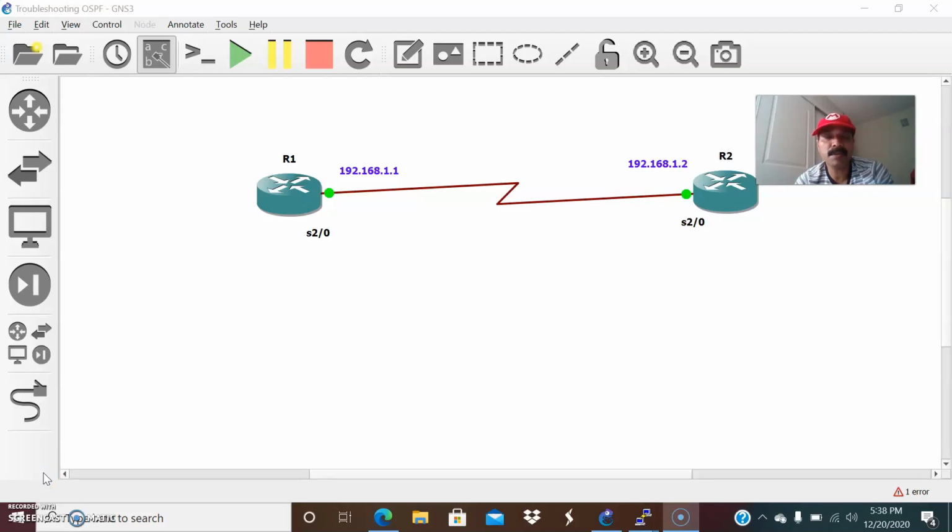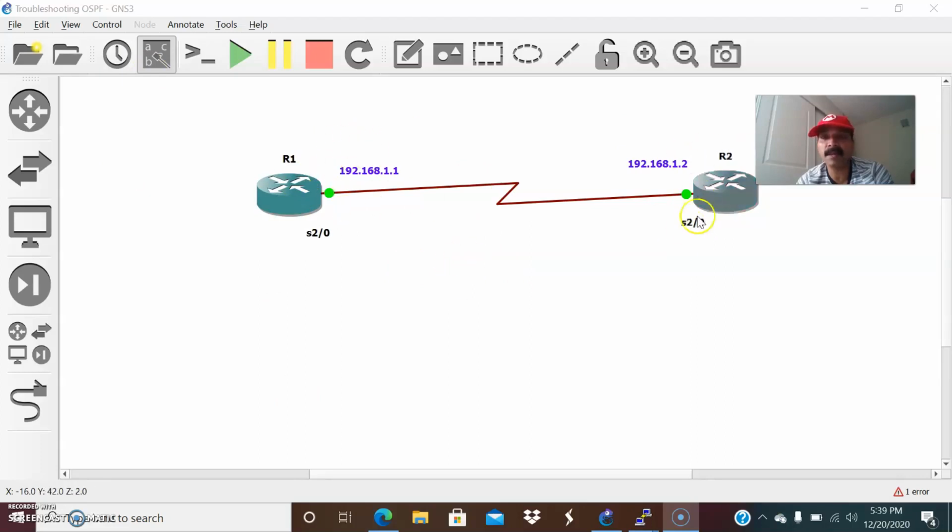And today let us discuss how to troubleshoot OSPF, right? So this is a very simple network connecting R1 and R2, and both are connected by serial interfaces. One is 192.168.1.1 and the other 1.2, so both should reside in the same subnet. So let us see why it is not forming here. For some reason R1 is not able to establish the OSPF neighbor relationship with R2. So let us go and troubleshoot.